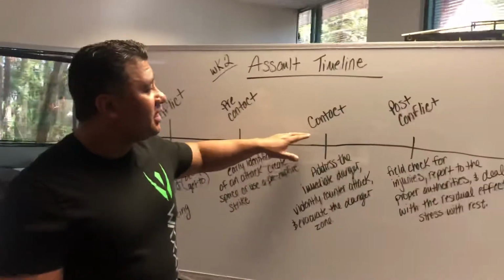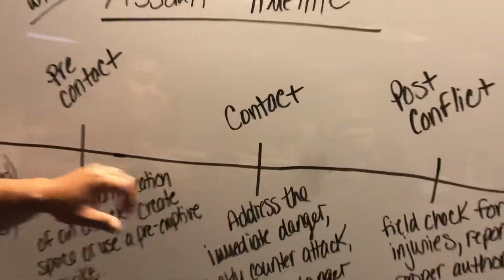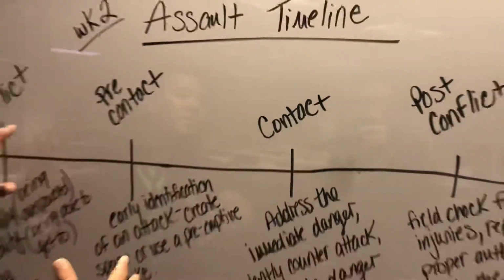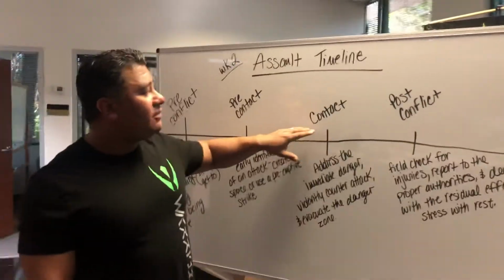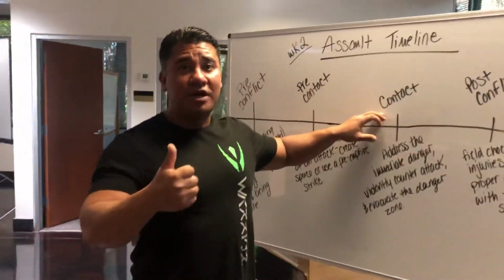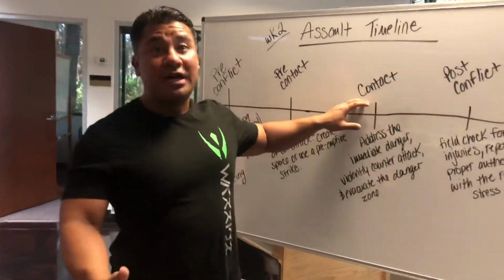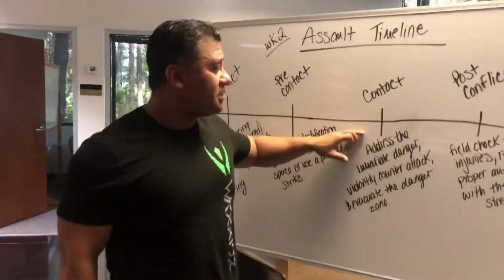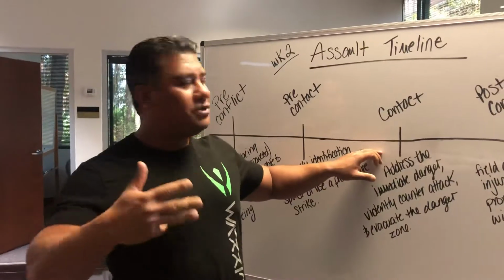Next, we have the contact stage. Now, how did the attacker get to you? Obviously, if we could have stopped the assault early enough, we would have done so, but assuming that we were either distracted, so we're not paying attention, or dealing with multiple attackers. Now the attacker has gotten to you and contact is made. They're punching you, kicking you, stabbing you, grabbing you, shooting you, whatever.